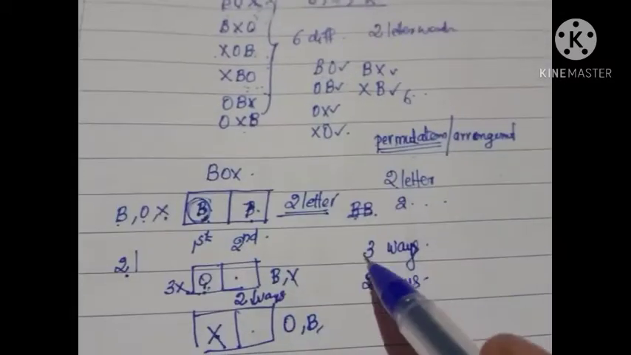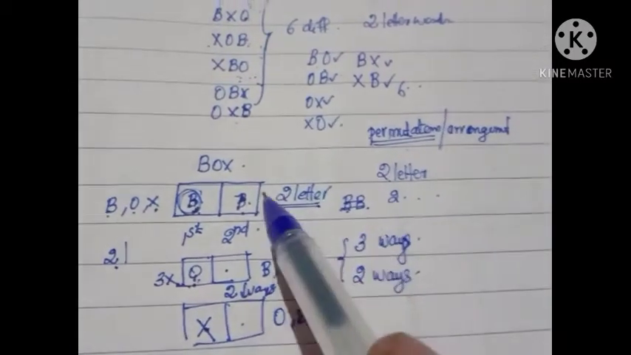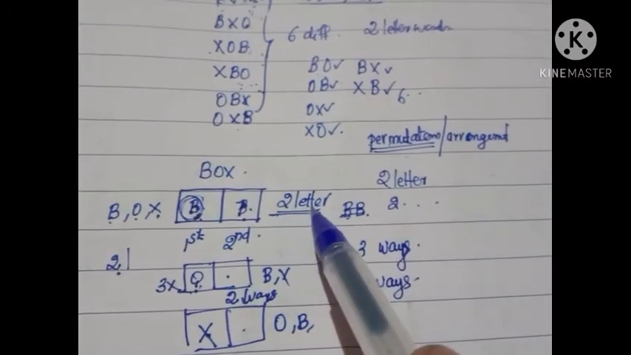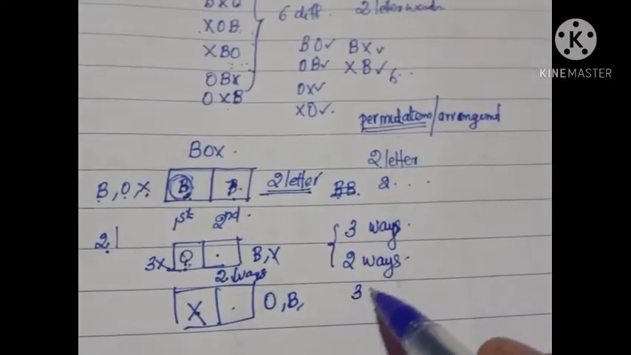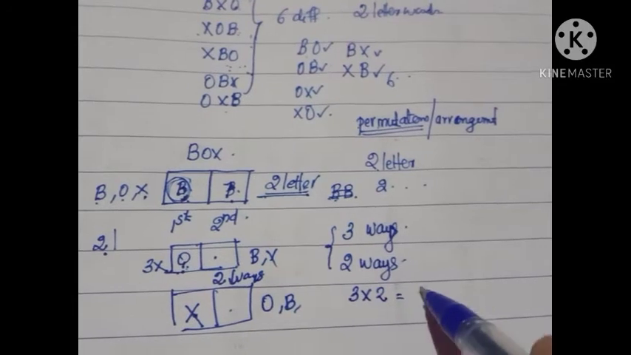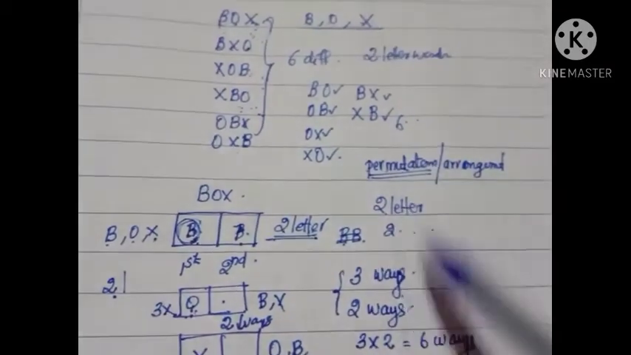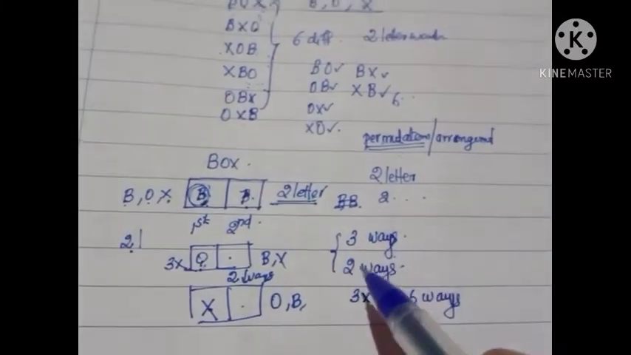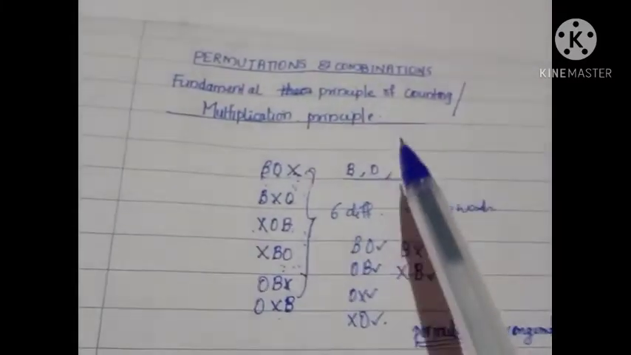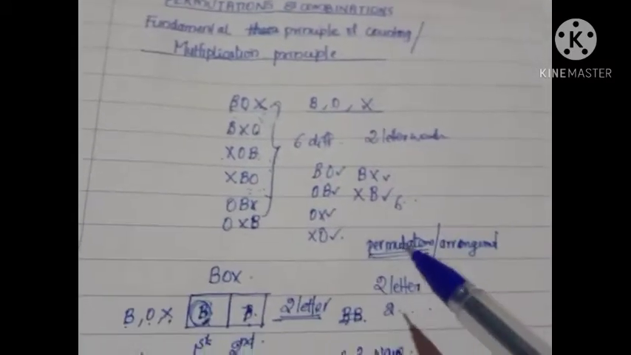So by the fundamental principle of counting, the result states that the total number of two letter different word arrangements is equal to 3 into 2, that is 6 different ways. Here 6 different ways. Okay. So this is the principle of what? Fundamental principle of counting, or multiplication principle.